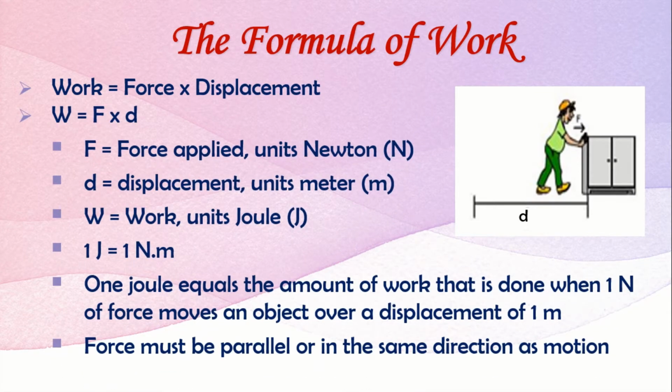The symbol of work is W, the symbol of force is F, and the symbol of displacement is D. So W equals F times D. F is force applied with unit newtons. D is displacement with unit meters. W is work with unit joule. 1 joule equals 1 newton meter. 1 joule equals the amount of work that is done when 1 newton of force moves an object over a displacement of 1 meter. Force must be parallel or in the same direction as motion.